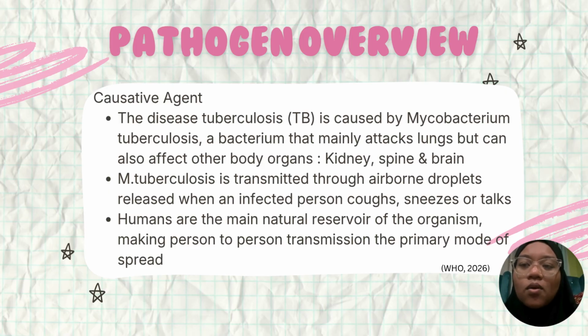So tuberculosis is caused by a bacterium called Mycobacterium tuberculosis. The bacterium mainly attacks the lung, but it can also spread to other organs such as the kidney, spine, and also brain. So TB can spread through airborne droplets. This means when an affected person coughs, sneezes, or talks, the bacteria can spread through the air and infect other people. So humans are the main reservoir for this bacterium. So TB is mainly transmitted from person to person.